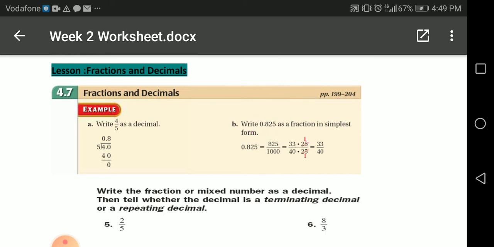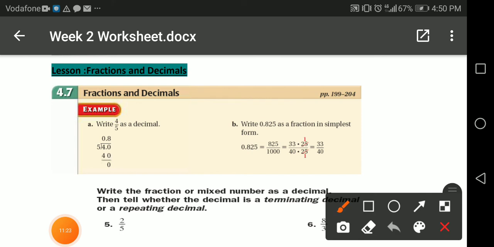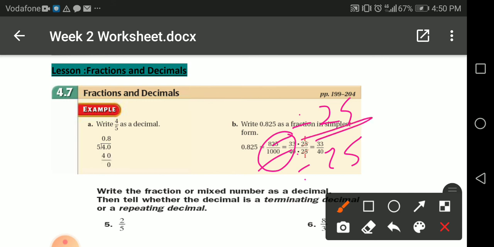Okay, and then what should I do? After doing this, I see it's divisible by 25. I simplify. I can do it by 25 very easily like this. Or we can divide by 5, then by 5, then by 5, and so on.